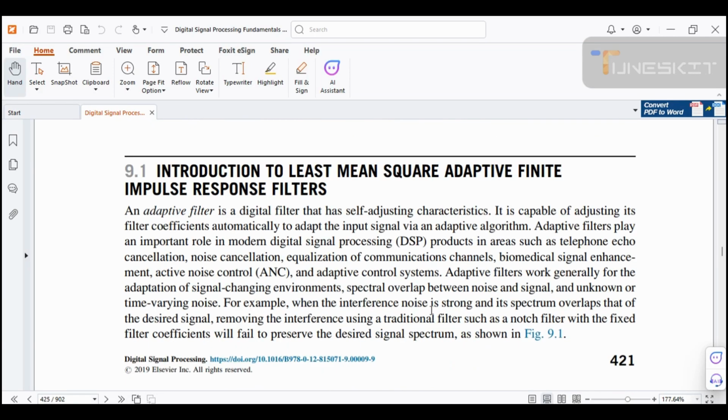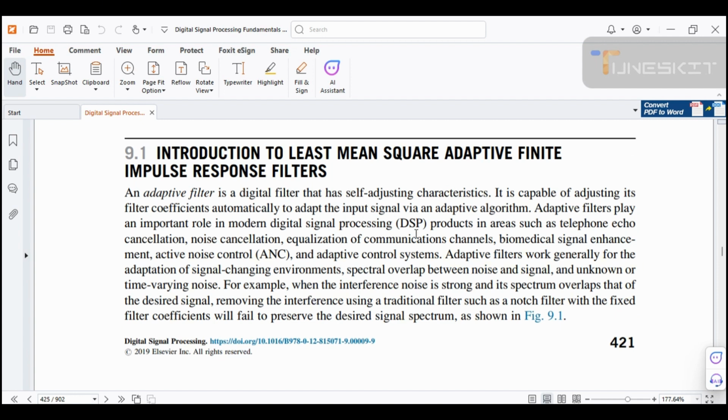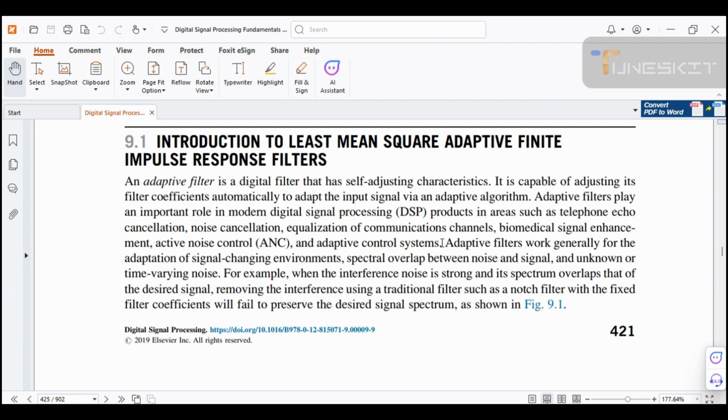In the book, we see that the same topic is discussed but in a lengthier form. First of all, we have a definition: it is a digital filter that has self-adjusting characteristics. It is capable of adjusting its filter coefficients automatically to adapt to the input signal via an adaptive algorithm. So it plays an important role in DSP, as we discussed earlier.